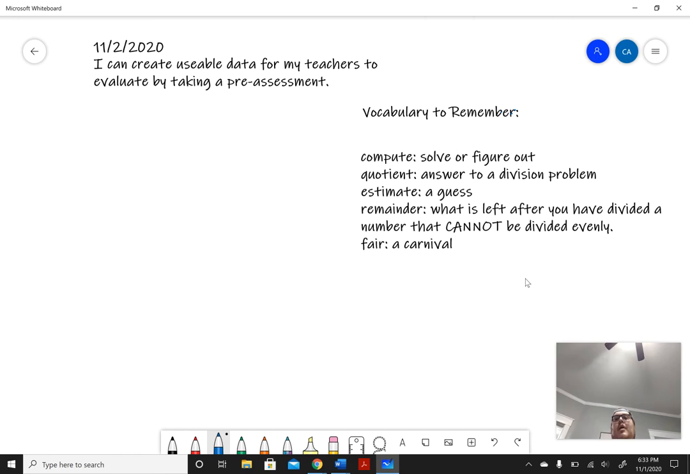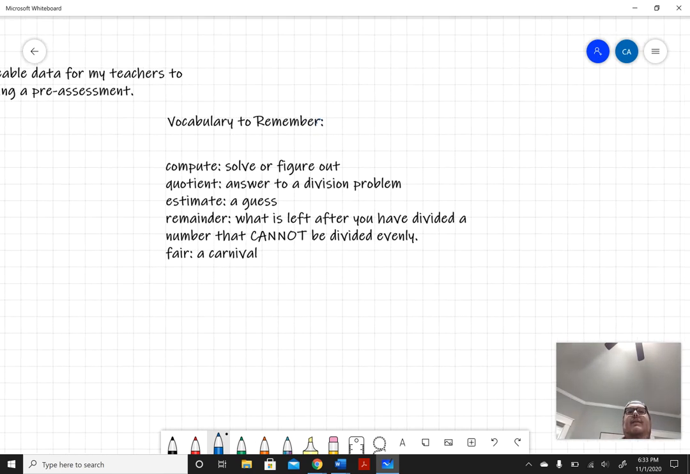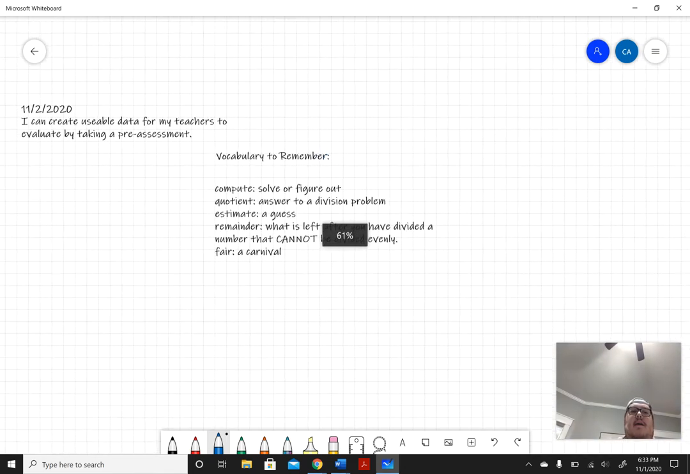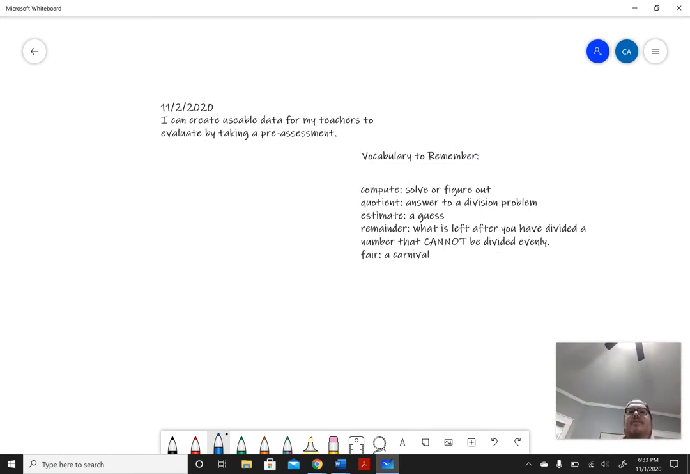So that's what a fair is, in case you've never heard that word. Okay? All right. So, teacher, again, if you want to pause that video for students to get these written down, now would be a great time to get them all written down. And you can also see our objective there while you're writing those down.